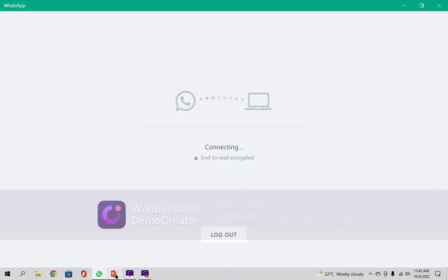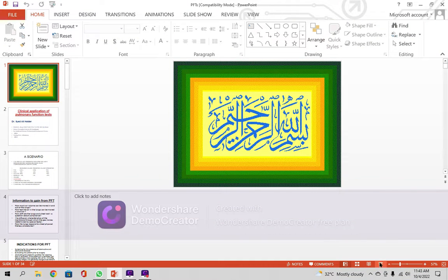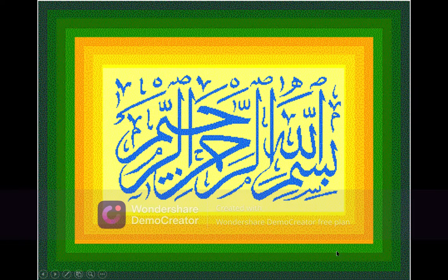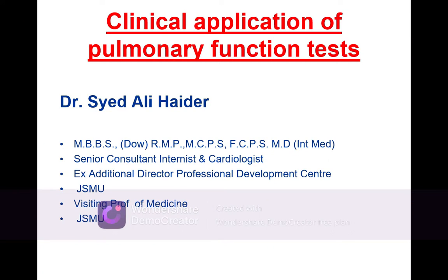Now, today, for the final year students who are preparing the examination and those who are going for the FCPS examination in Pakistan, or those who are preparing for MCPS chest medicine or MCPS family medicine, for them this is the presentation, which provides very basic knowledge about the clinical application of the pulmonary function tests.